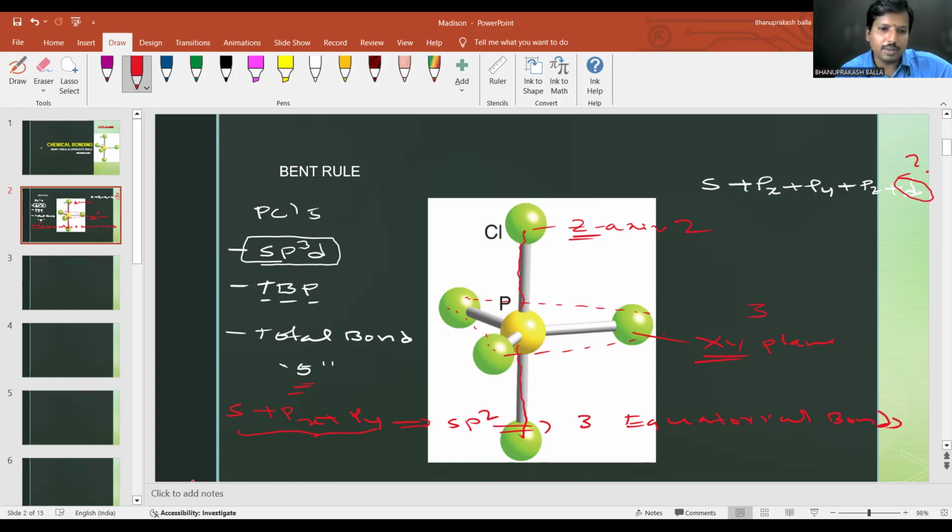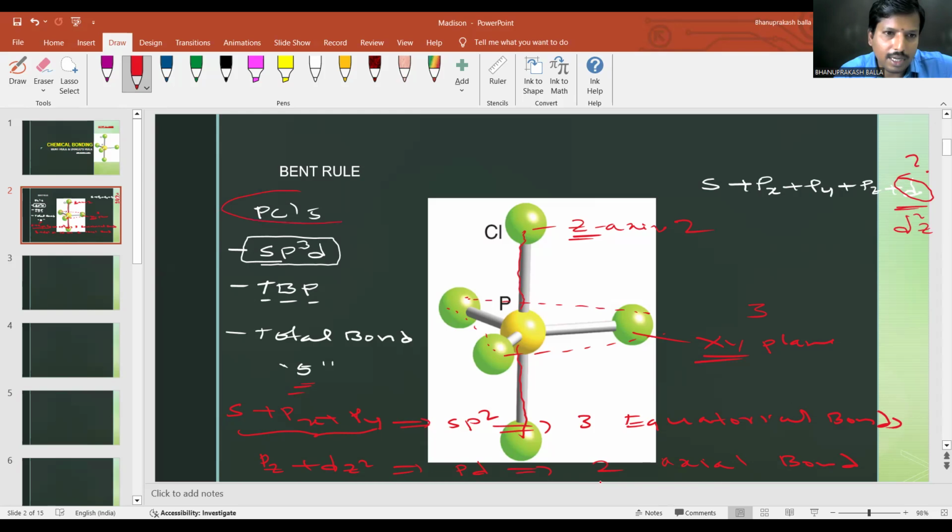What about the remaining two? One is the pz orbital and the other is the dz square orbital. So which d orbital is involved in our hybridization? That is the dz square orbital. So it involves pd overlapping. Due to the pd overlapping, two orbitals will be formed. These two orbitals are axial bonds. I hope you understood that.